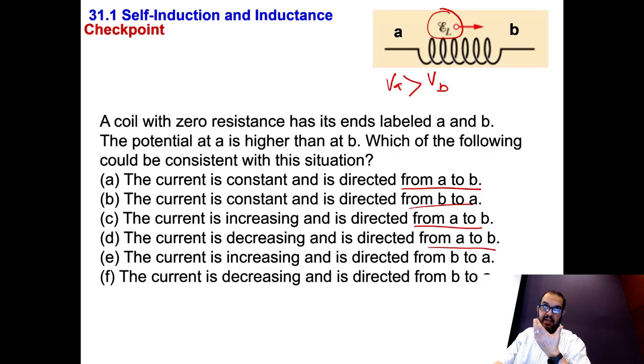Remember, it's given by Lenz's law. Lenz's law says that the induced EMF will oppose the change. It's minus the derivative of the flux with respect to time. So obviously A and B are out of the question, because if the current is constant, there is no changing flux, and hence there is no induced EMF. So A and B cannot be. Now choose between C, D, E, and F.